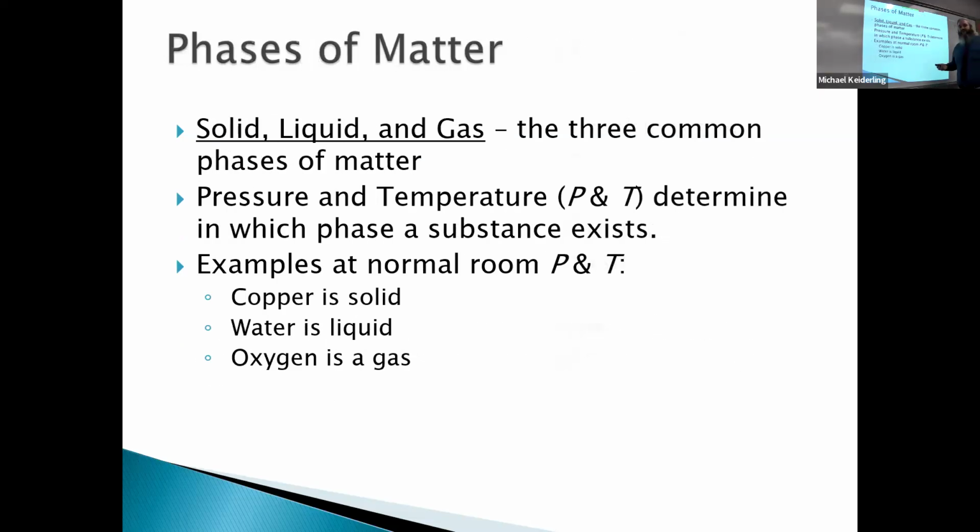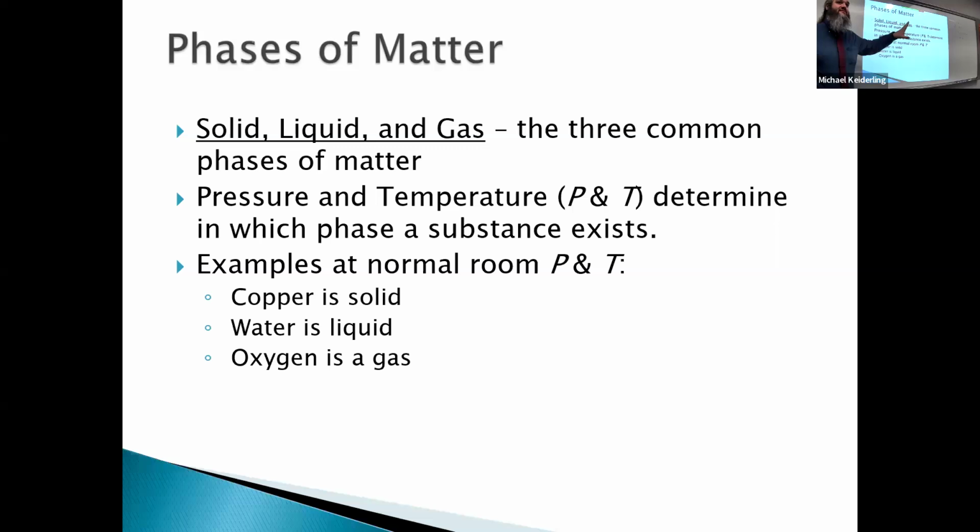So matter can appear in several phases. The 3 most common phases that you'll encounter are solids, liquids, and gases. Now, liquids and gases are just liquids and gases. Solids can sometimes have different varieties because they can have different crystal structures. That can get very complicated. But the primary thing that determines what phase a substance exists in is pressure and temperature.